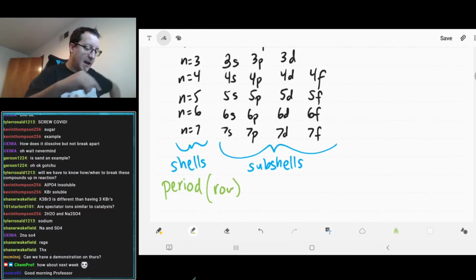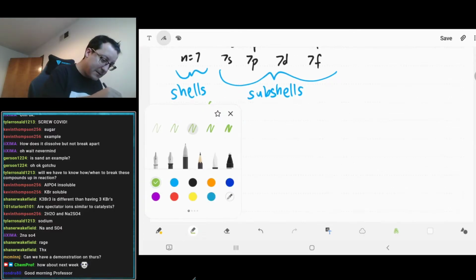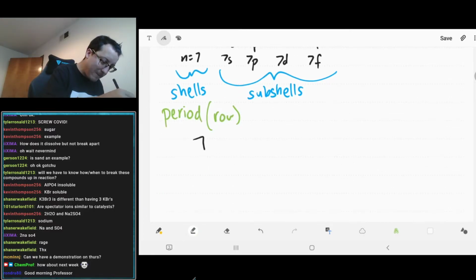So the way the periodic table is designed, oops, I'm such a good artist. Oh no, it deleted the whole thing. Okay.